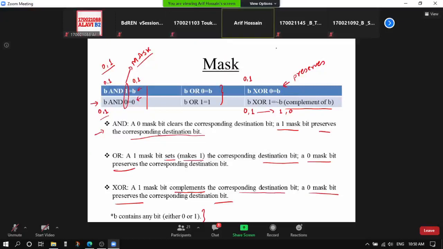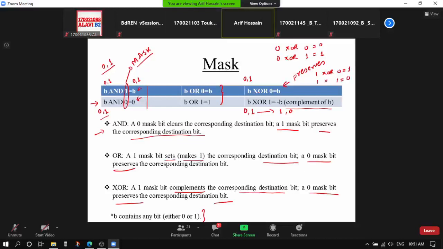So, first of all, tell me what is 0 XOR 0? That should be zero. Exactly. 0 XOR 0 is 0. What is 0 XOR 1? That would be one. Let us go now vice versa. 1 XOR 0 is one. 1 XOR 1 is zero.